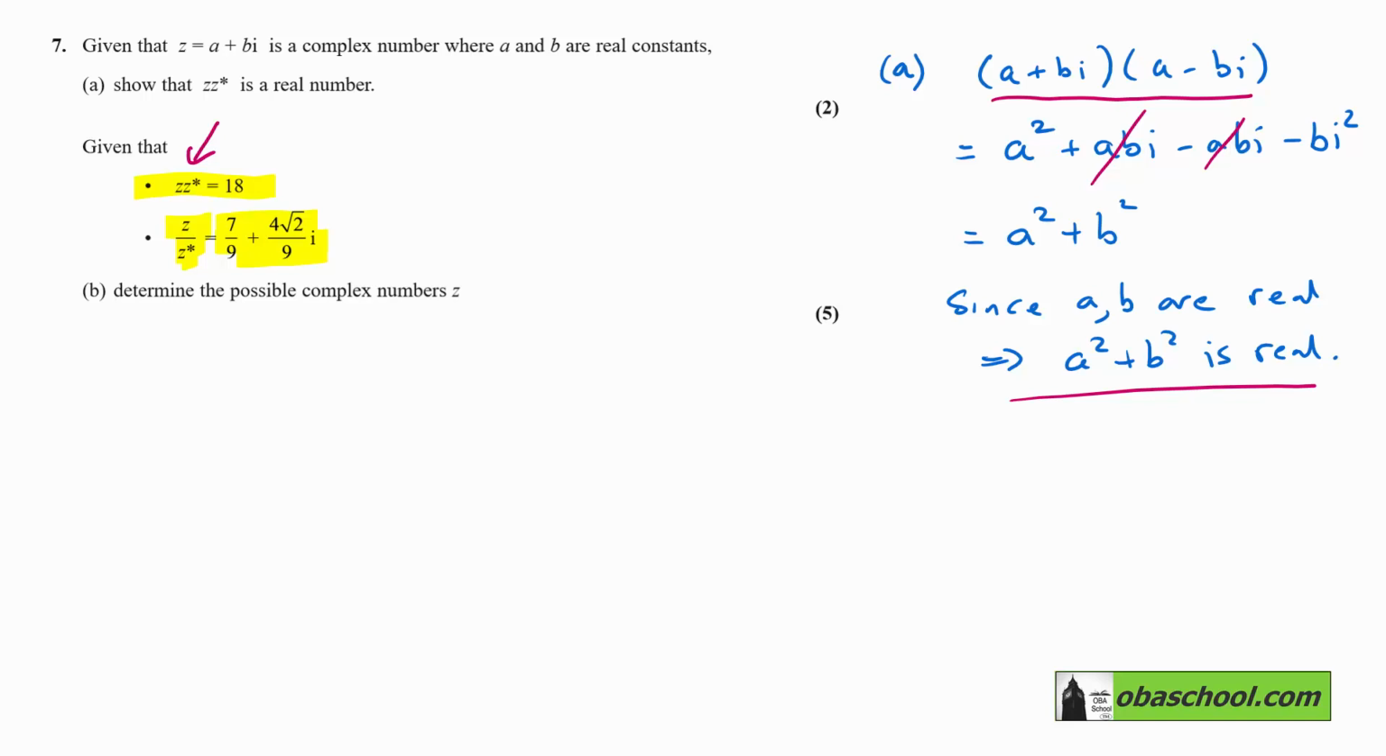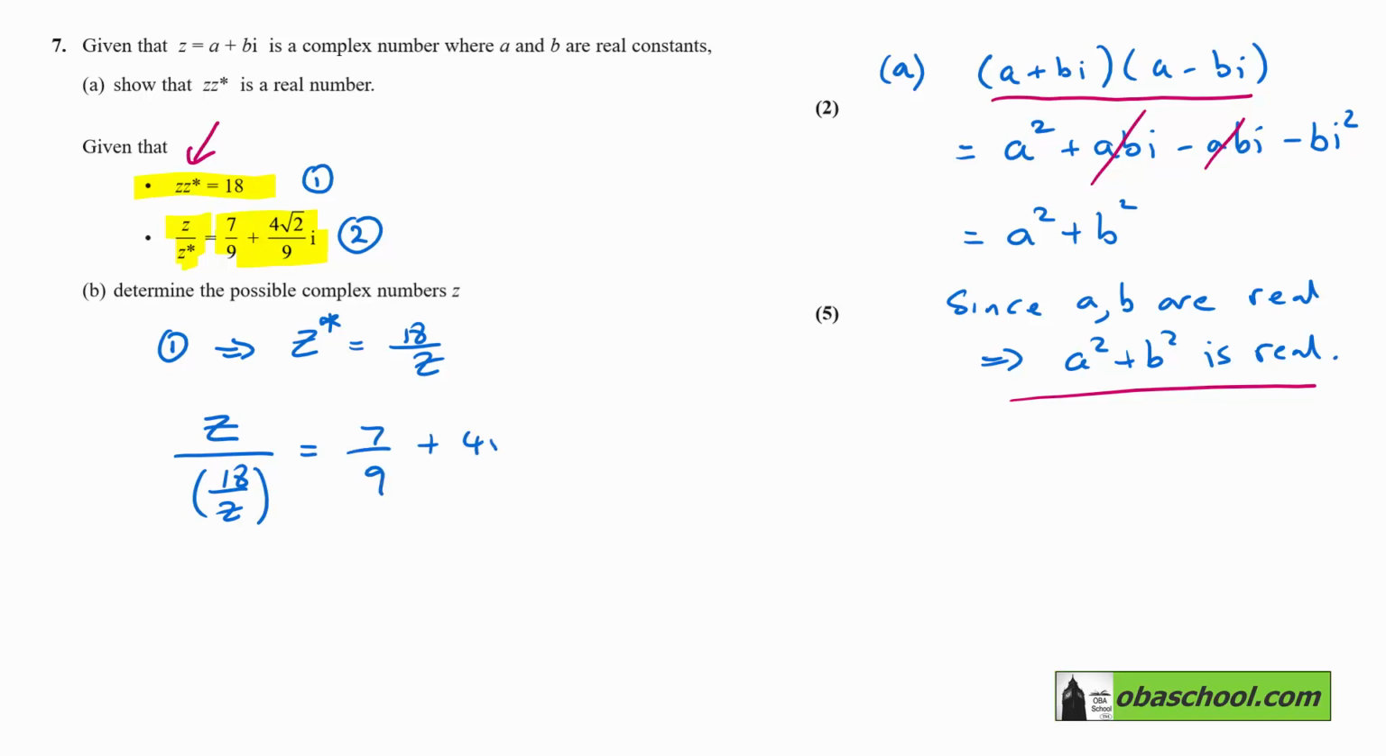I started this by calling this 1 and calling this 2, because we have simultaneous equations. And then for 1, that tells me that z star, the conjugate, is equal to 18 divided by z. And then I substituted that into the second one. So I had z divided by 18 over z is equal to 7 over 9 plus 4 root 2 over 9 i.